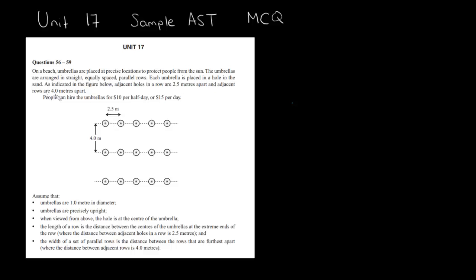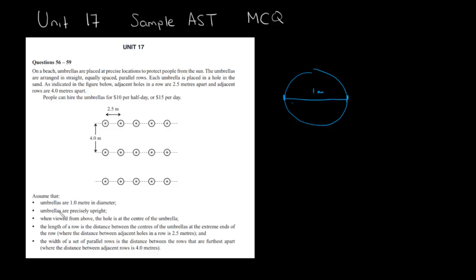And adjacent rows are 4 meters apart, and that also looks like it's from hole to hole. Okay, so people can hire umbrellas for $10 per half day and $15 per day. Assume that umbrellas are 1 meter in diameter. So if you have an umbrella, from there to there is 1 meter.